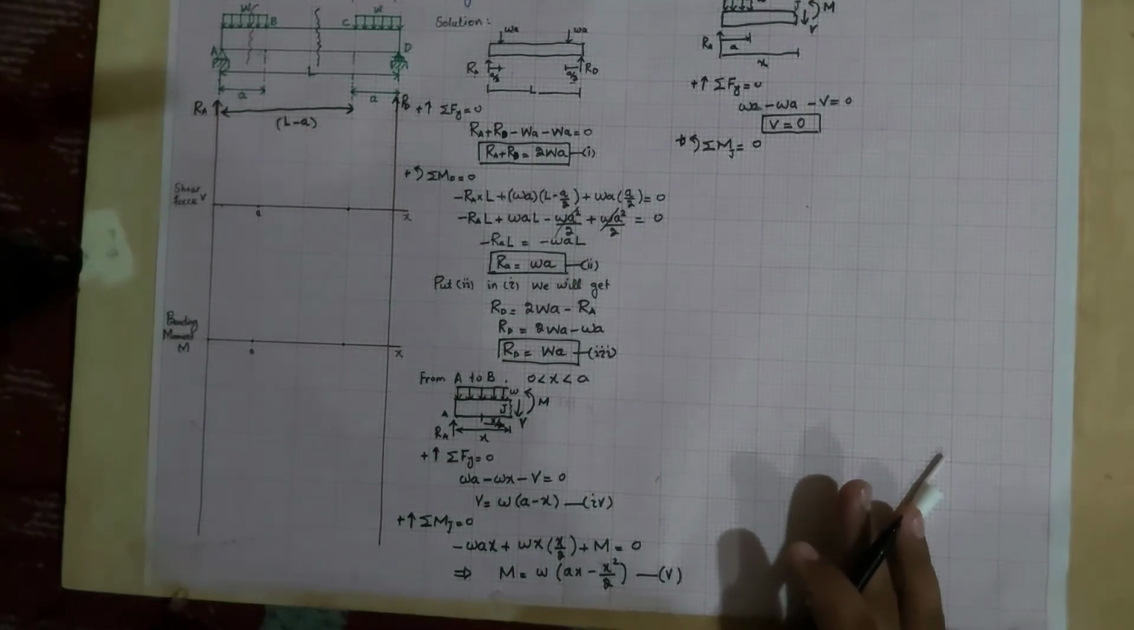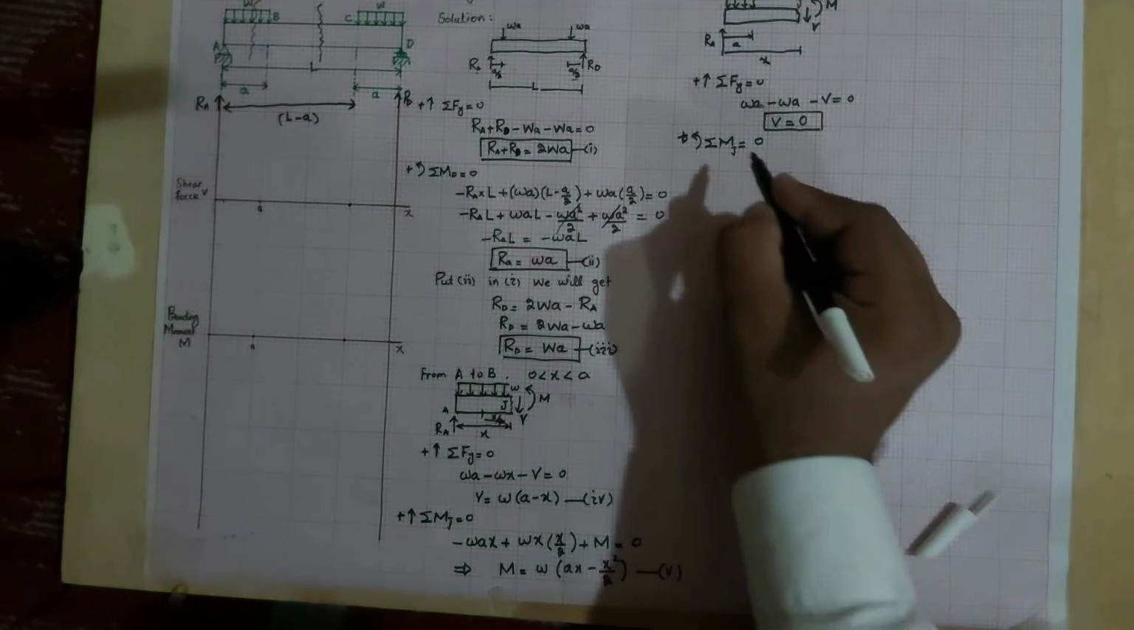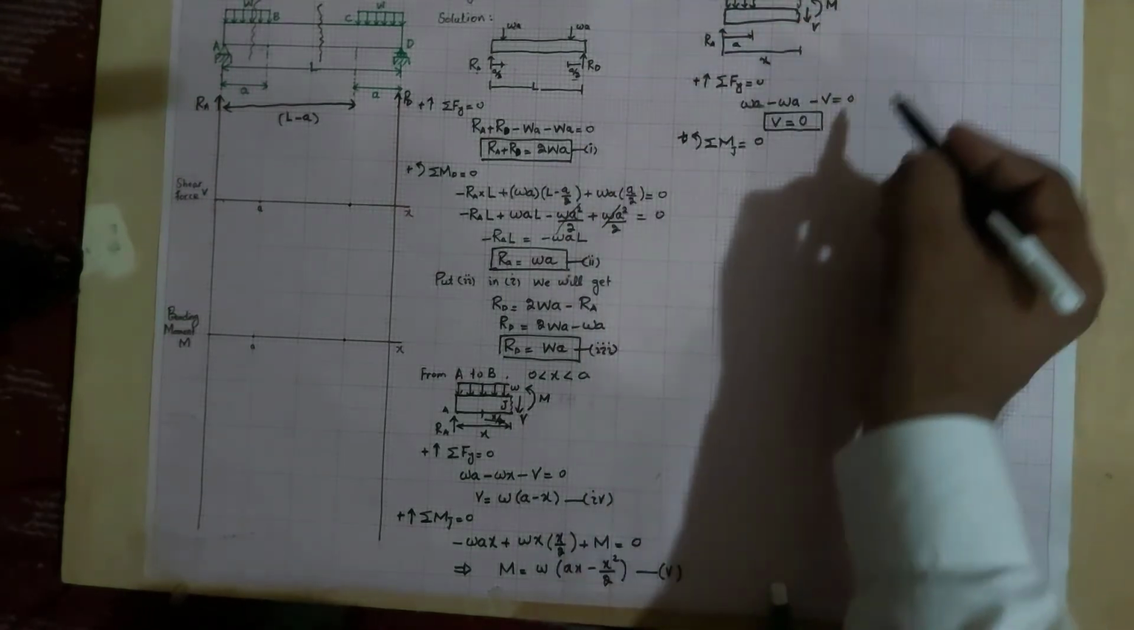Okay. So I think the lower portion was not visible. Now it's clear. You can see that this force RA is producing a clockwise rotation.